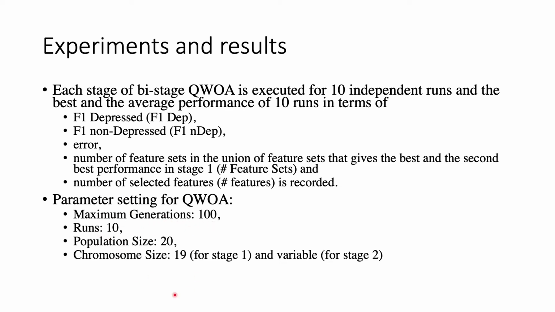We perform our experiments for 10 runs in order to obtain reliable results, and we deliver both average performance as well as the best performance among these 10 runs. The population size is 20 and the chromosome size for stage 1 is 19, as we have 19 feature sets, and for stage 2 it is dependent upon stage 1, hence it is variable.